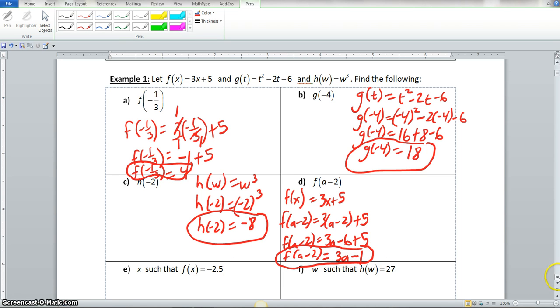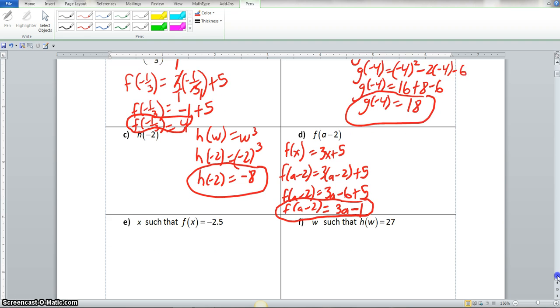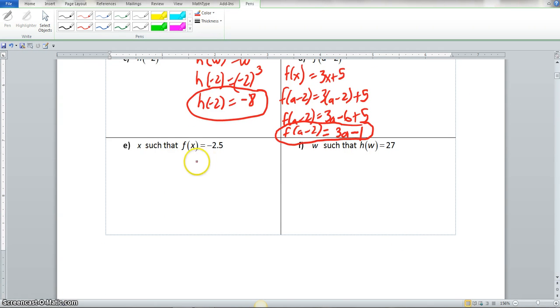Now we come down here to E. We have f of x such that f of x is equal to negative 2/5. Now this problem is slightly different because it says x such that f of x is equal to negative 2/5. So what we're doing here with this x, we're solving for x. This means solve for x.